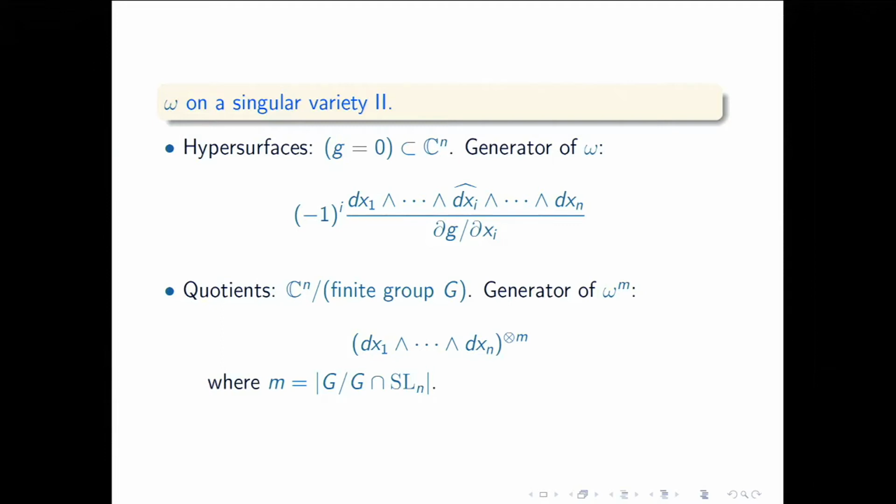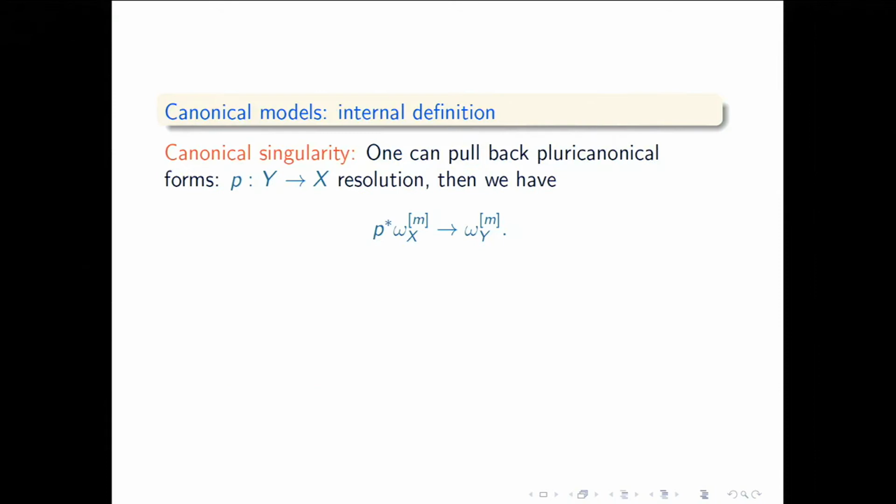Now the other examples that come up a lot for us are quotients. So CN mod a finite group, which may be contained in GLN for simplicity. Normally you would just start with dx1 through dxn, but if the group is not contained in SLN, then this is transformed by a character under the group action, so you have to take some tensor power of it. If you look at the quotient, that will be the first example where omega itself is not locally free, but the double dual of a tensor power of it is locally free. So this will be a rather typical thing in these higher dimensional varieties.